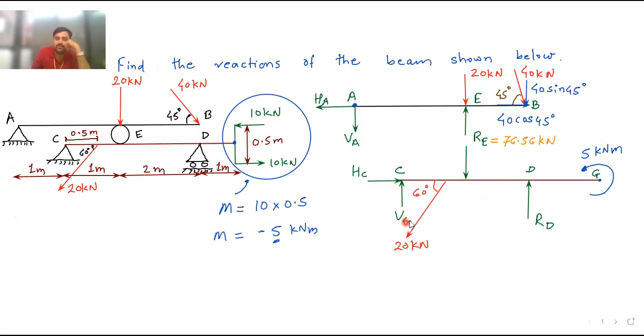Before that, we have to resolve this force also. This is my point of application. One line parallel to X, another line parallel to Y, from the point of application. So these are the resultant forces. Now this angle is 60 degrees. So this will become 20 sine 60, and this will become 20 cos 60. You can extend this force. It will also pass through point C, so its moment is also 0.